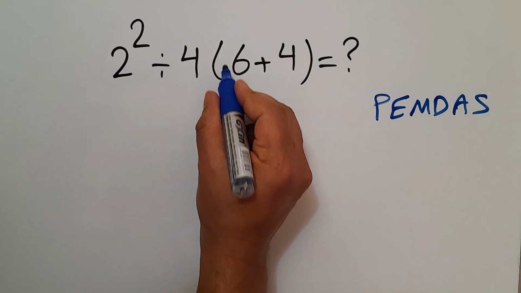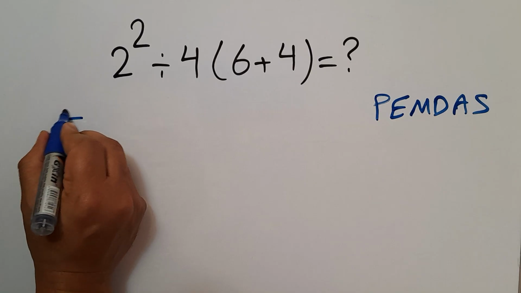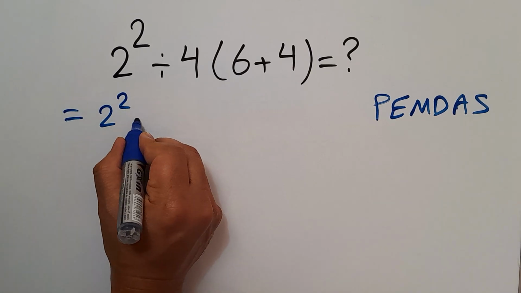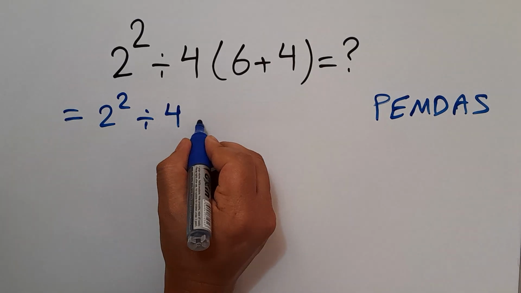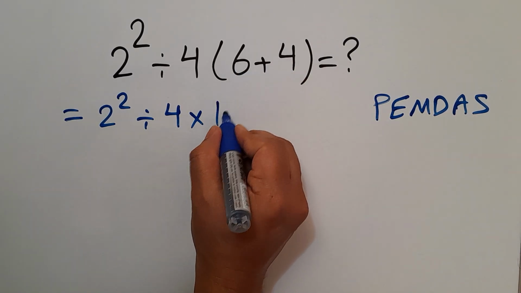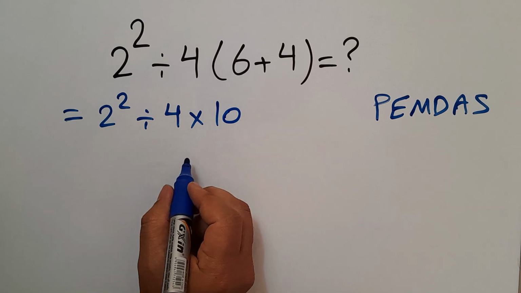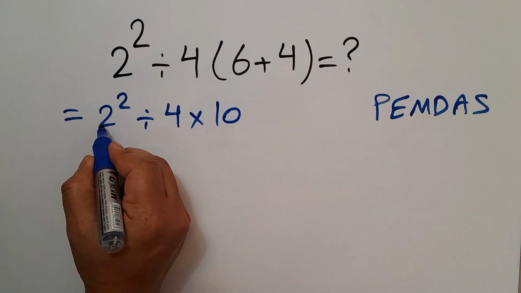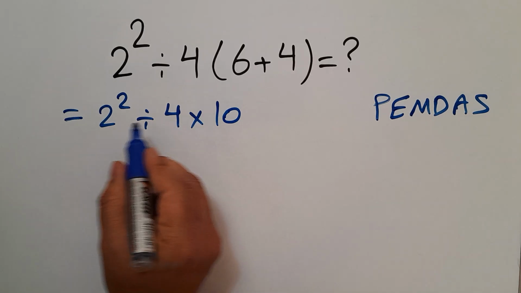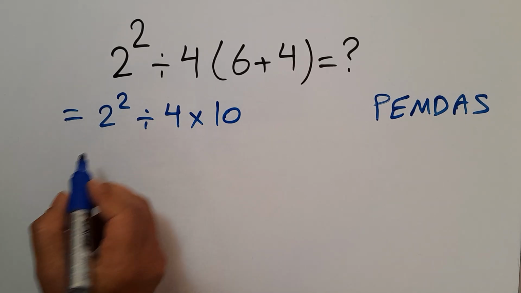So here we first do these parentheses. Our expression equals 2 squared divided by 4, then times 6 plus 4, which equals 10. Now here we have this exponent, this division, and this multiplication. We have to handle this exponent first.